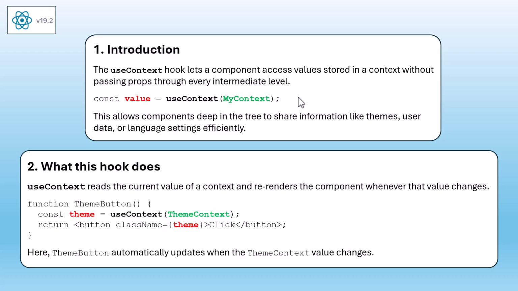This empowers us with a mechanism to provide values at a higher level of the tree and consume them at any level beneath. 2. What this hook does. At its core, the hook allows you to access the current value of a given context. You take the context you previously defined and ask React to give you its current value in the component where you call the hook. The hook not only fetches the value, but sets up a subscription so that if the value changes, your component will automatically update. In other words, your component remains in sync with the context's value as the application evolves.